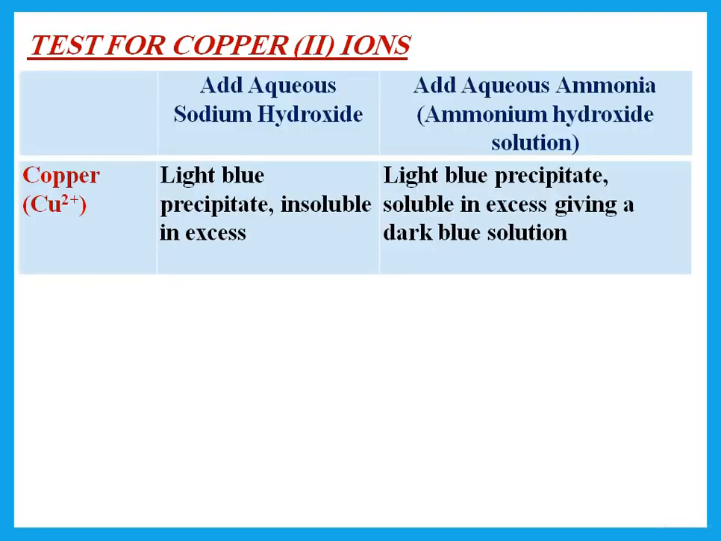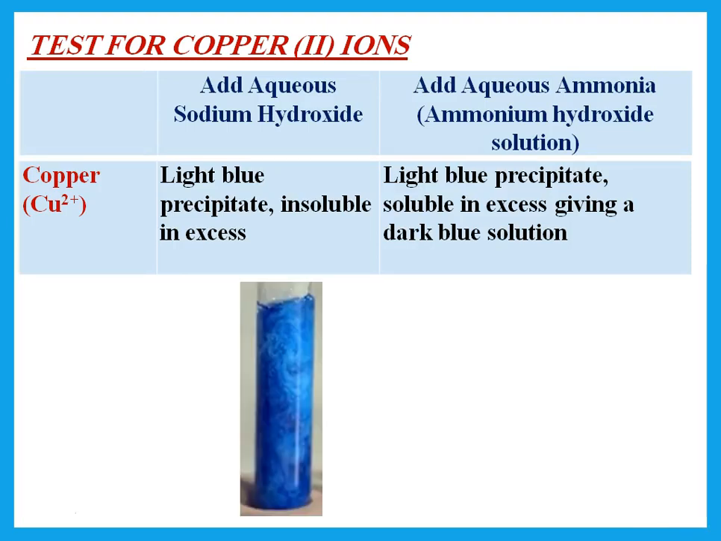Test for copper 2. Copper 2, if I add aqueous sodium hydroxide, I get light blue precipitate, insoluble in excess. That means as I add more and more sodium hydroxide, the precipitate remains.